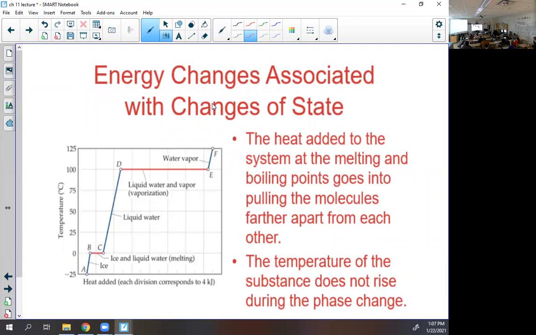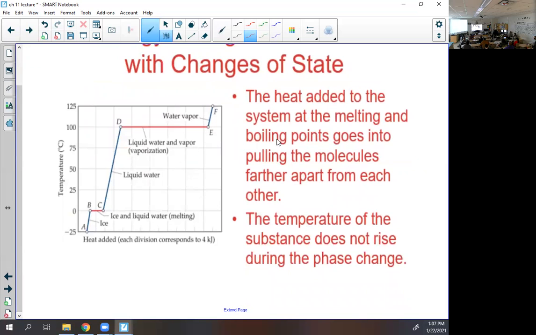So we already said this, but the heat added to the system at the melting point and boiling points goes into pulling the molecules farther apart from each other. Okay, what this is saying is really important right here. You'll notice at the temperature for phase change, the melting and boiling points, the temperature remains constant.